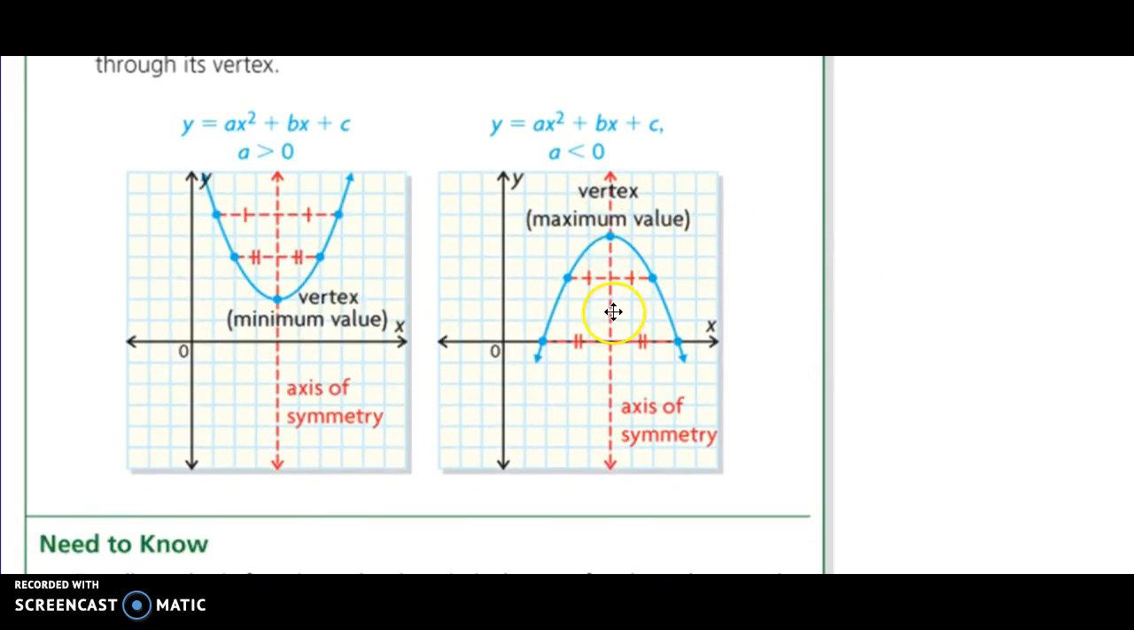Here's our axis of symmetry. This would be our vertex. This has a maximum value, because if you were floating a balloon up here, the balloon would get trapped here. It can't go any higher. That's the maximum. And if you were here trying to dig a hole down, this is as low as you could go. So this is the minimum. So this is the vertex, and this is the axis of symmetry.